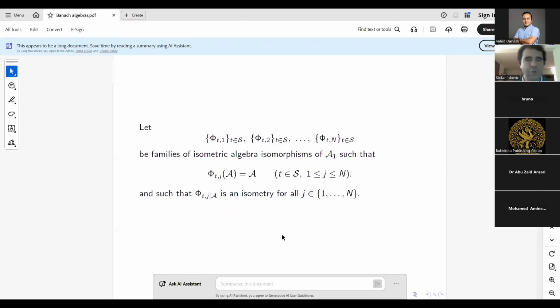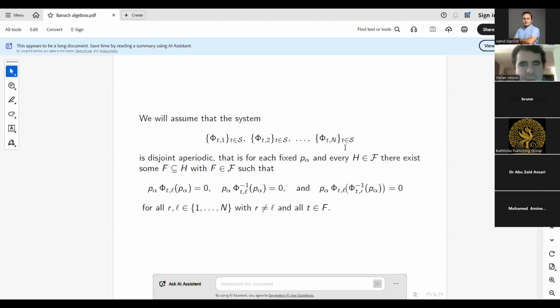And then what we do is that we take some families of isometric algebra isomorphisms of A_1, phi_t^1, where t runs over S, up to phi_t^n, where t runs over S. And we will also assume that phi_t^j of A is equal to A, and we will assume that phi_t^j restricted to A is also an isometry. So recall in the beginning that A has one norm and A_1 has another norm. So with respect to both norms, these families should be isometries and also algebra isomorphisms.